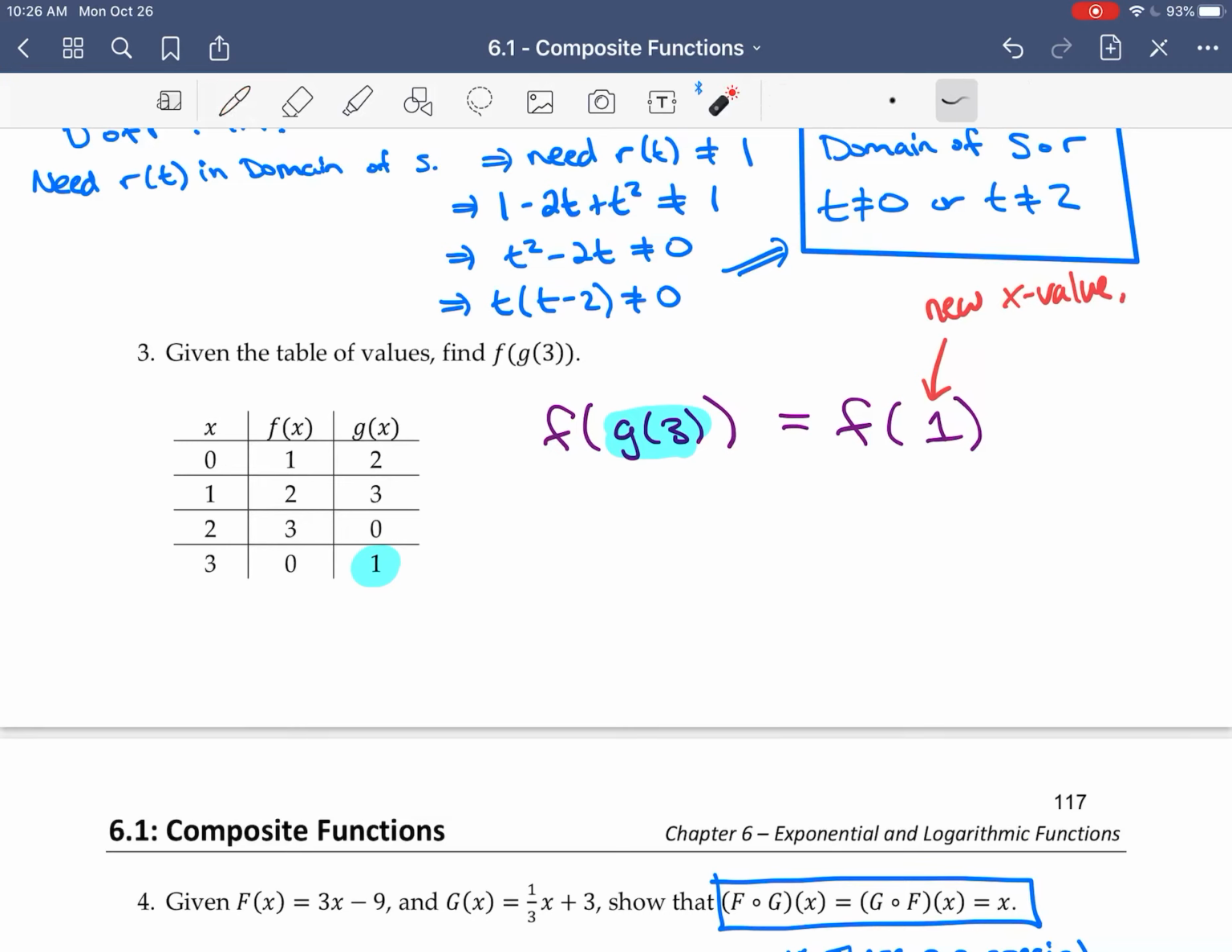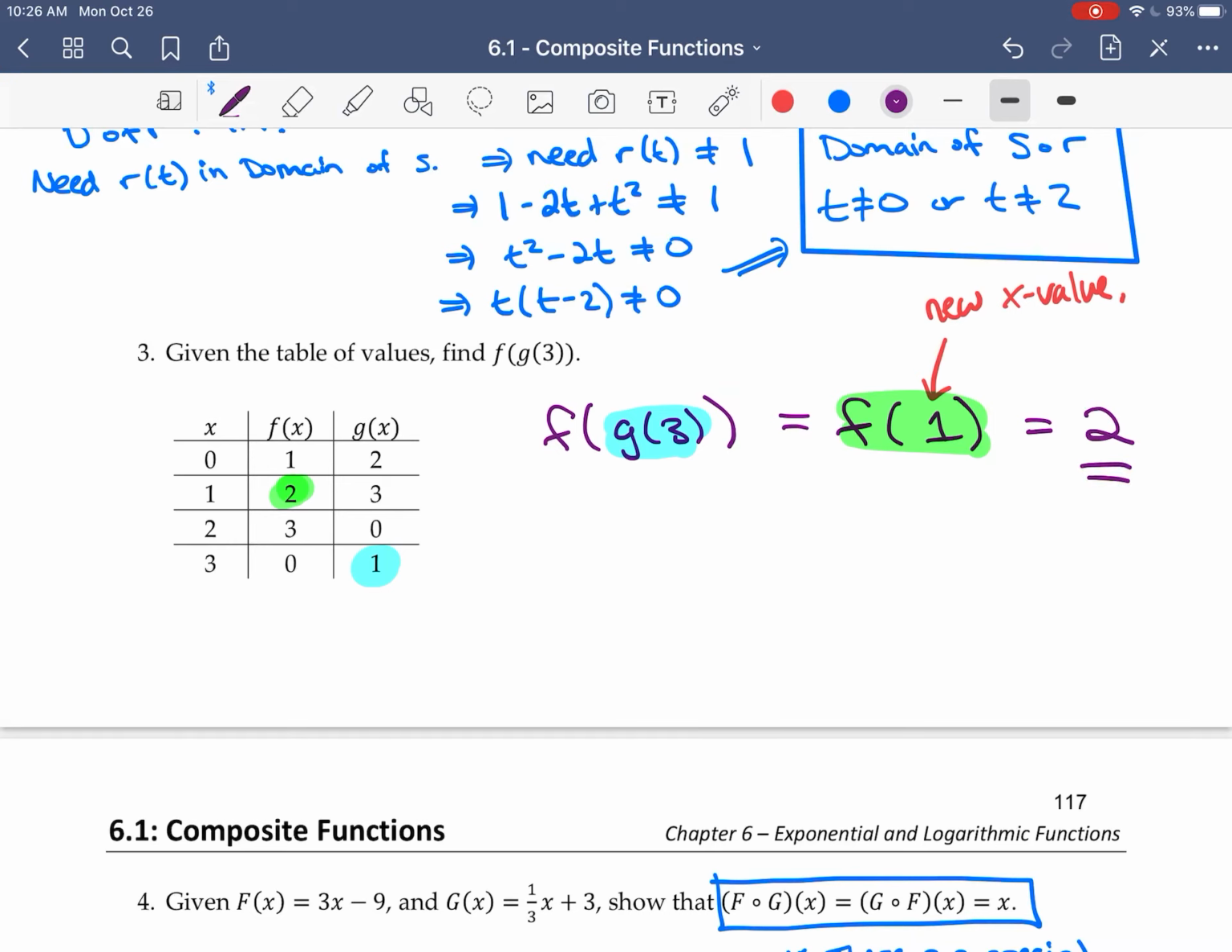So now I go back to my table and I look at, okay, when x is 1, what's f of x? Well, it's 2. So I want that one, and that's the answer here. So this whole thing is equal to 2.